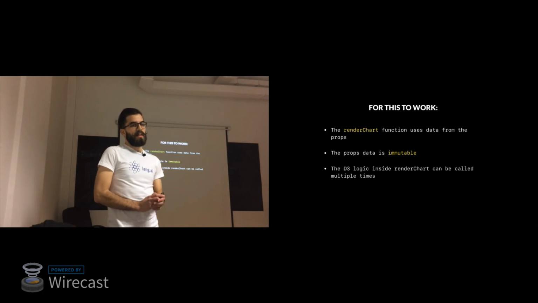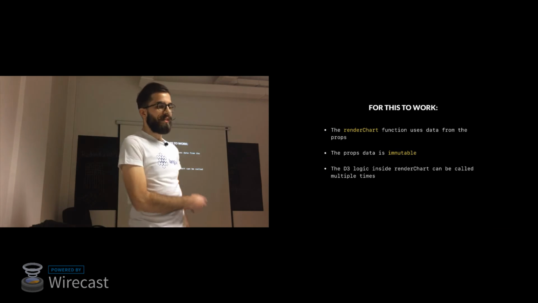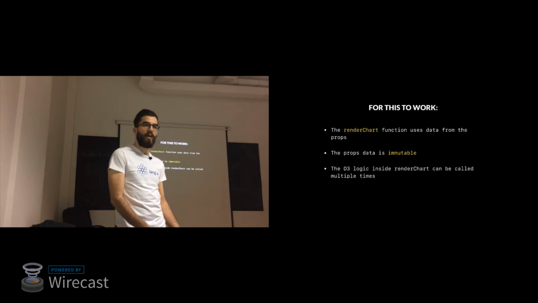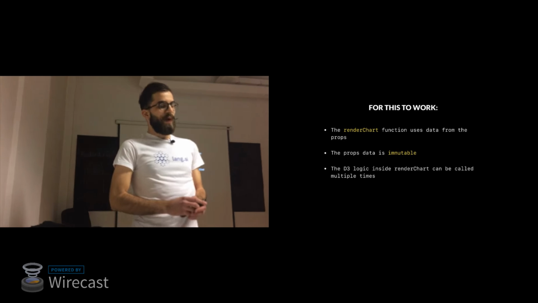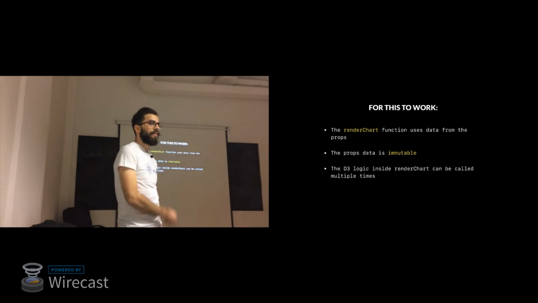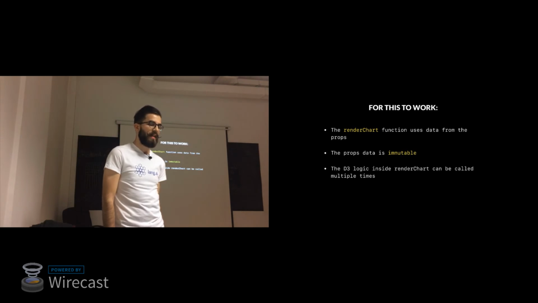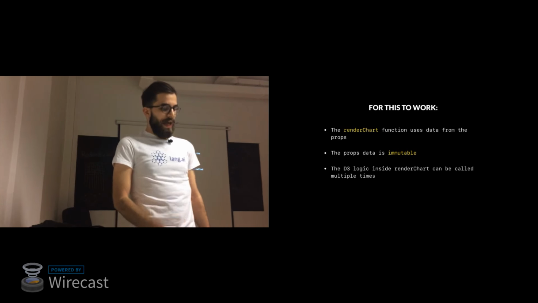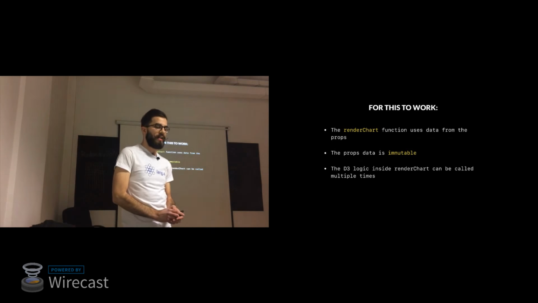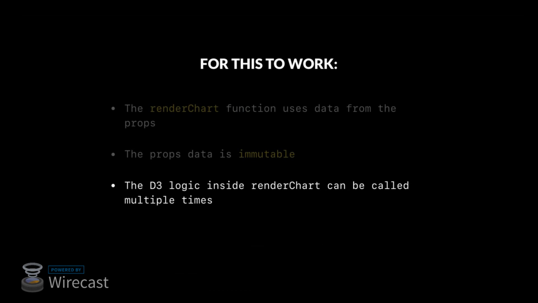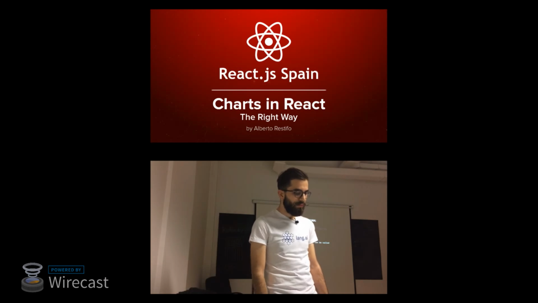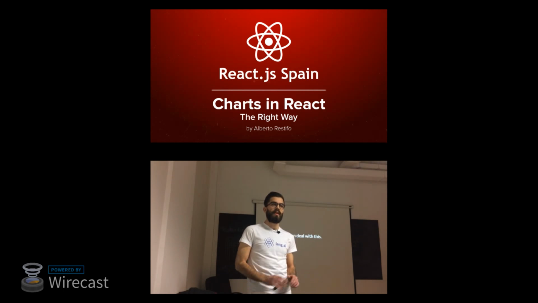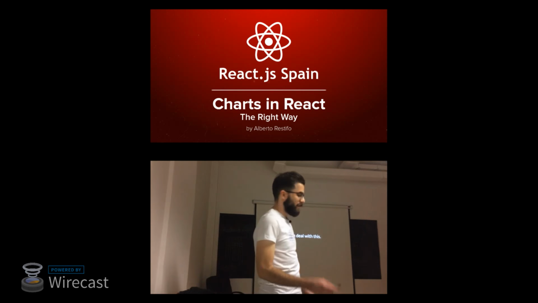For this to work, there are a couple of things you should note. Of course, the renderChart function needs to use the data from the props. Then the props data must be immutable, otherwise the function to check for updates can't be as simple as that. And the D3 logic inside of renderChart needs to be able to be called multiple times and still render the chart correctly. Specifically, this last point is a little bit tricky depending on how complex your chart is. But I can deal with this. It's still fine, it's still manageable.